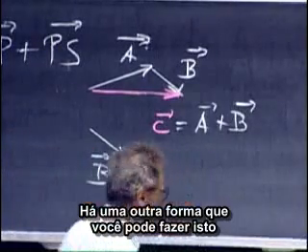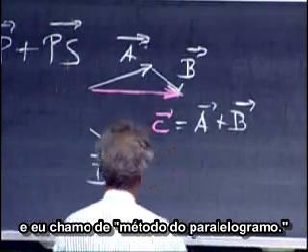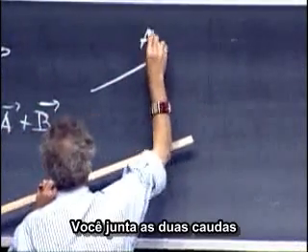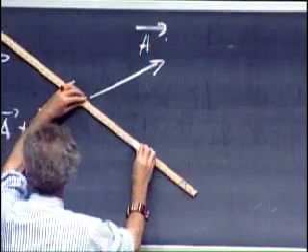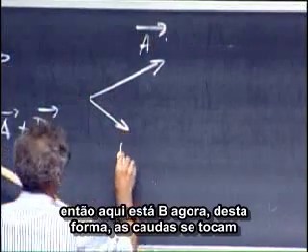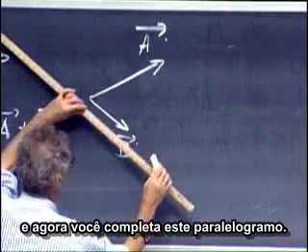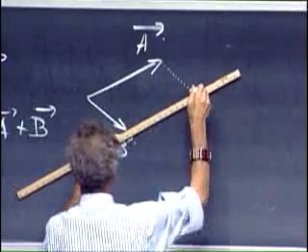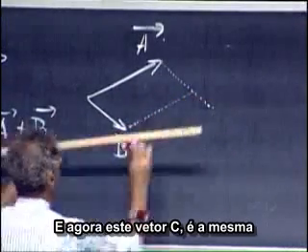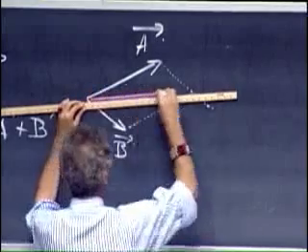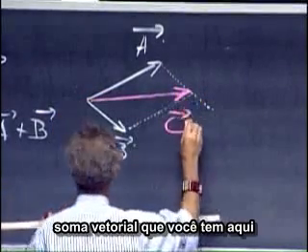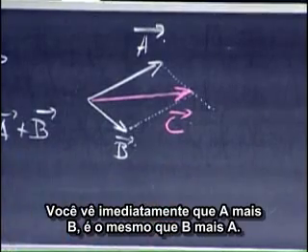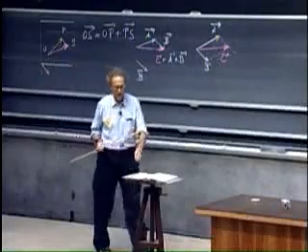There's another way you can do it, and I call that the parallelogram method. Here you have A. You bring the two tails together. So here is B now. So the tails are touching, and now you complete this parallelogram. And now this vector C is the same sum vector that you have here, whichever way you prefer. You see immediately that A plus B is the same as B plus A. There is no difference.